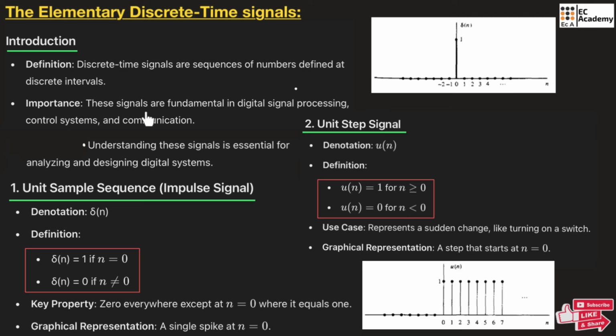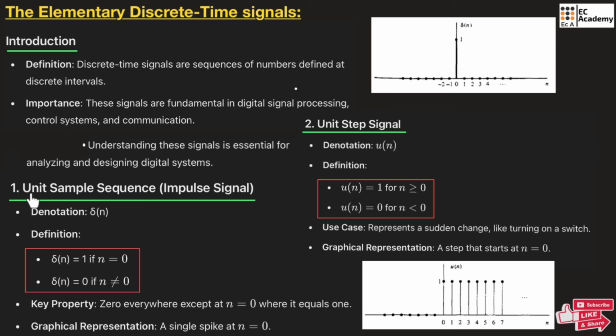These elementary signals are fundamental in digital signal processing, control systems, and communications. So, these elementary signals are basic or fundamental in DSP, control systems, and communication. The understanding of these signals is very much essential for analyzing and designing digital systems. So, to analyze and design the digital systems, these elementary signals are very much essential.